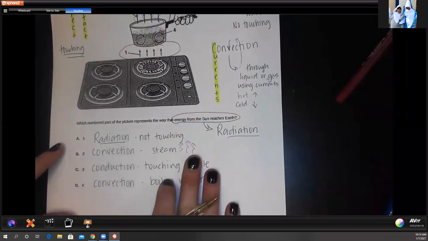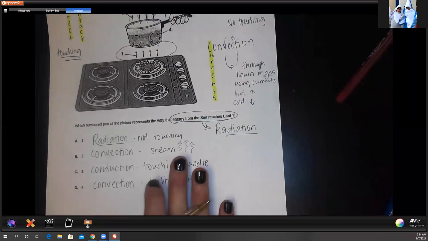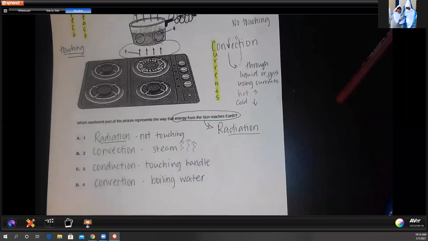So you are more than welcome to use any of these in your examples, but you have to be able to explain in your brochure, and I'll go over that rubric with you. You have to be able to explain why each is an example. You can't just list it as an example. Because if you wrote candle, well, that could be conduction or radiation, depending on the way that you're messing with it, right? Is your hand over it or is it in it? Over it if it's radiation, but if it's conduction, you're touching it.